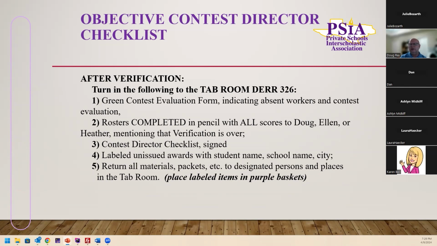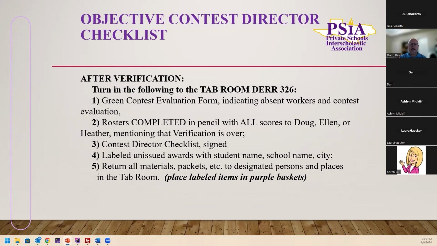Turn in your signed director's checklist, sign the roster at the bottom or on the back, and make sure any unclaimed awards have been labeled or told to be labeled. And then you return all the packets, all the packet information. There will be these purple boxes, baskets that'll be laid out and marked with what things should go where.